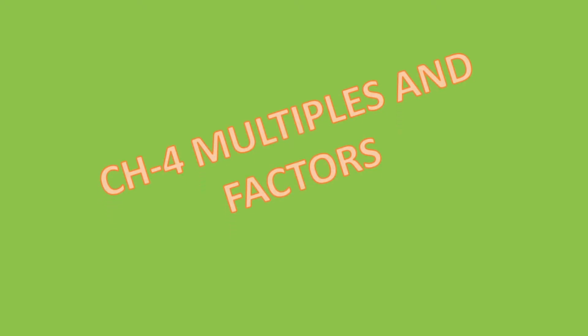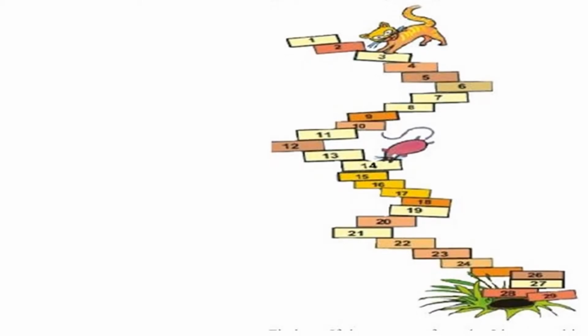Now we are going to learn about the new chapter, multiples and factors. Here is one picture. Are you all watching this picture? See, in this picture, what are you all observing? Here, one mouse is there and then one cat is there.